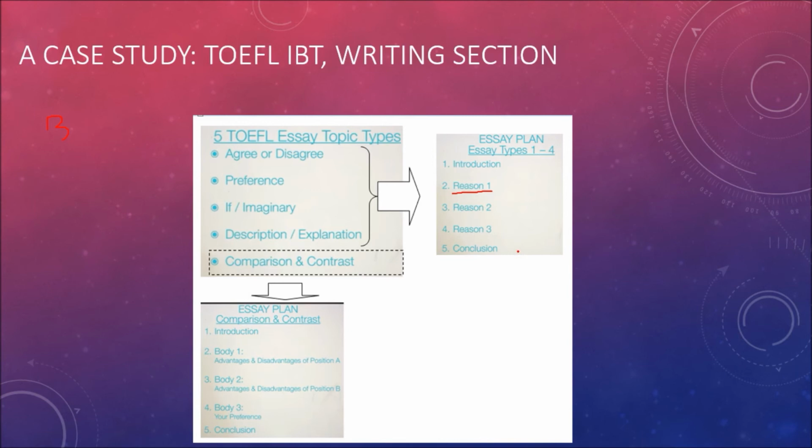The comparison and contrast would be, for example, what is the advantage of living in Europe compared to the USA? What is the advantage of living in Brazil compared to Germany? So somehow you have to compare. So you have the introduction, then this one is a bit trickier than the other one. Then you put the body, the advantages, and your preference, and so on.